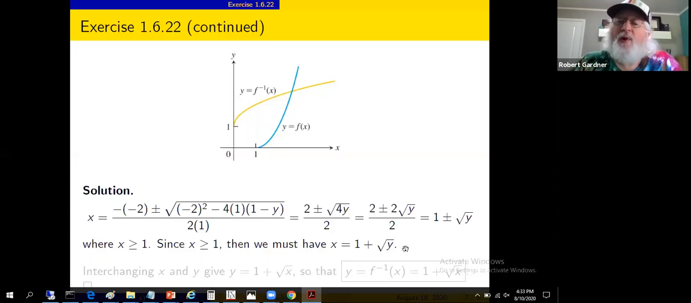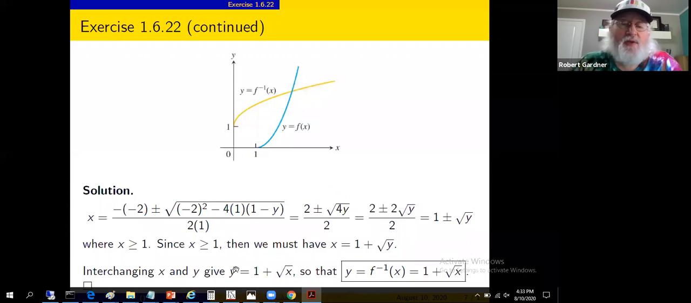Step 1, we solve for x in terms of y using all the information. Interchange x and y, giving us y equals 1 plus the square root of x. And so that must be the inverse function. y equals f inverse of x must be 1 plus the square root of x.